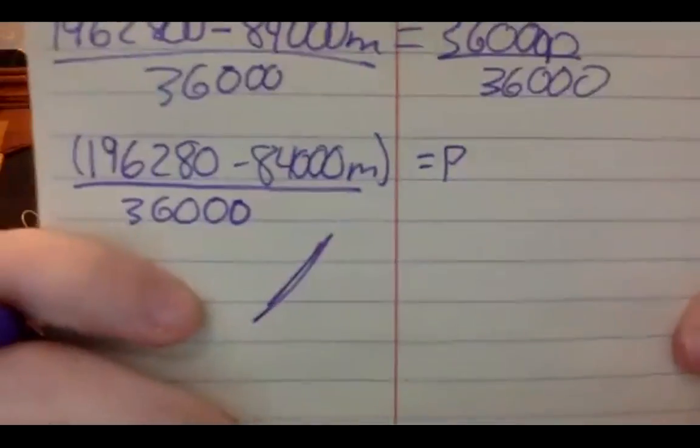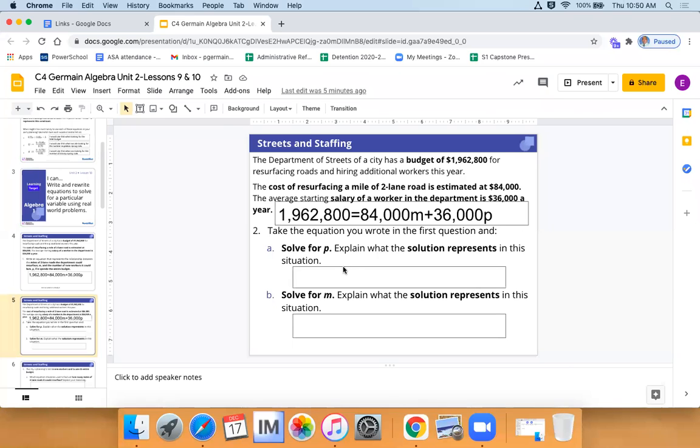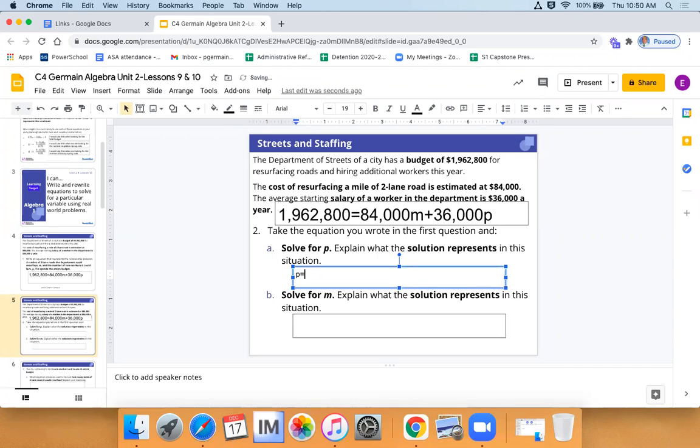When you are typing it in your document, you're going to put parentheses around the whole numerator, and then you can use the little division sign. So you would write that whole numerator and then divide by 36,000. Let me share my screen and show you how you would write that. So we would be left with P is equal to, in parentheses, 1,962,800 minus 84,000 M, all divided by 36,000.